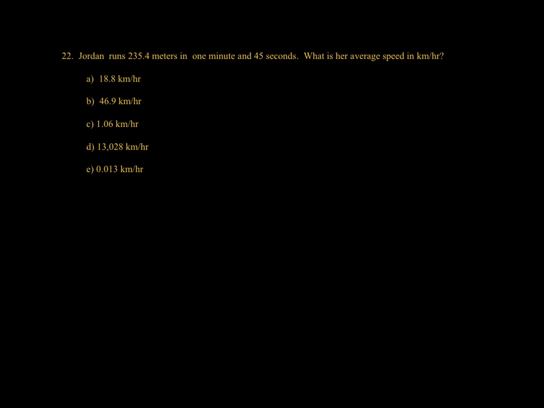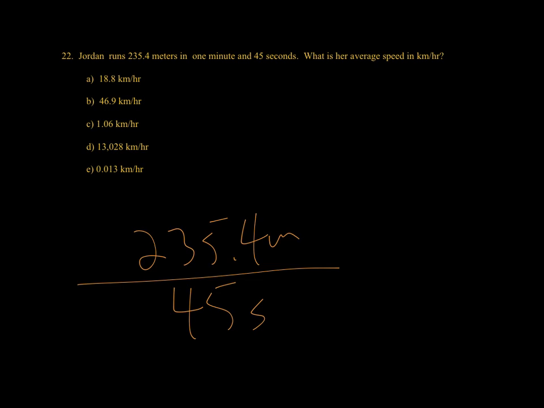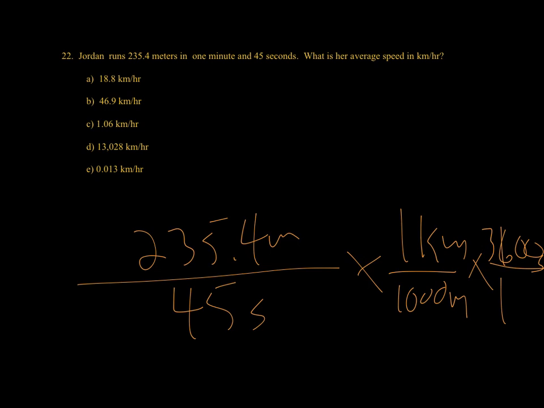Running 235.4 meters in 45 seconds, what is your speed? Well, speed is distance divided by time. 45 seconds. And this is in kilometers per hour, so we can get the speed per second, right? And then we'd have to divide, because 1 kilometer is 1,000 meters. And if we're doing hours, we'd have to multiply, so 1 hour is 3,600 seconds, right? Because 60 seconds per minute times 60 minutes per hour is 3,600. So we'd multiply across the top, multiply across the bottom, and then divide, and we'd find out that your rate is 18.8 kilometers per hour.